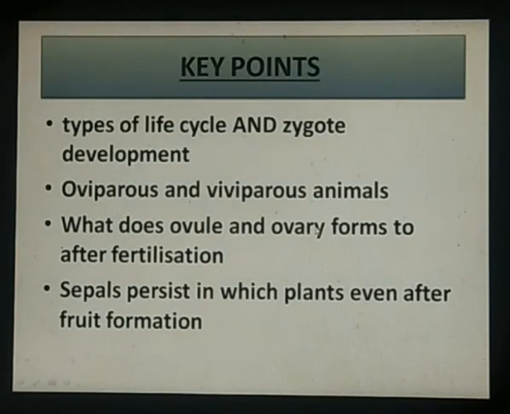So the key points we have to remember here are the types of life cycle and the zygote development which takes place in various organisms, and also the difference between the oviparous and viviparous animals. Then we should also remember what the ovule and ovary form after the fertilization, and which are the fruits in which sepals persist. Okay, so these are a few key points which we should remember.